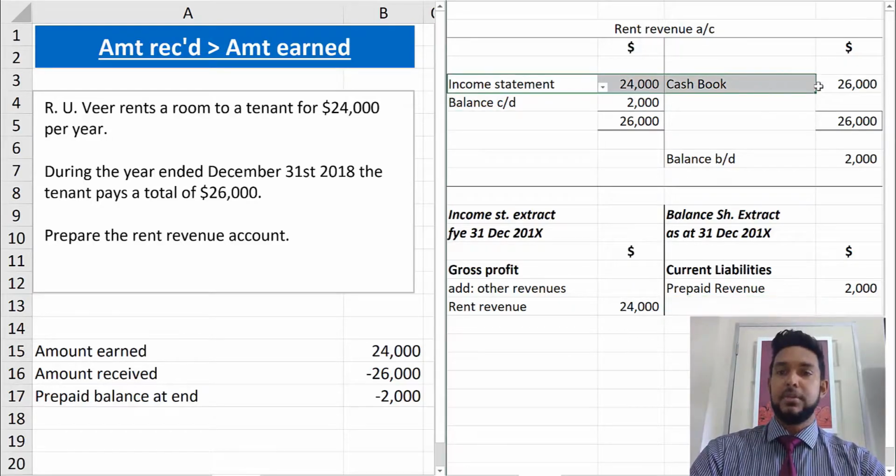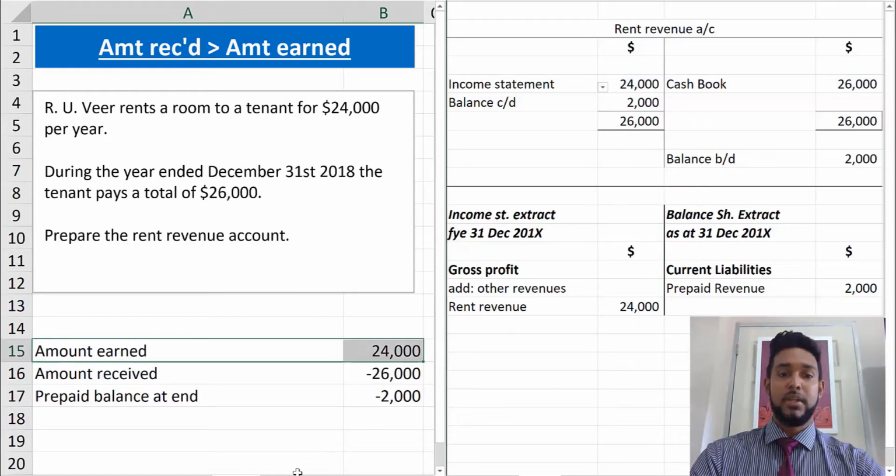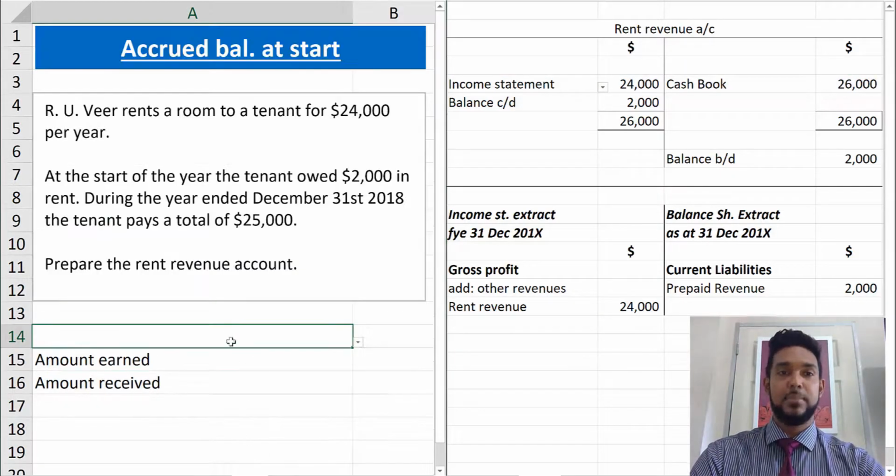So these things up in the rent revenue account don't usually change sides. The balances, however, will differ, right? So let's take a look now. In these cases here, we didn't have any balances at start. But of course, the questions that come in CSEC like to have balances brought down. So what we're going to do is take a look at an example of that type of information.